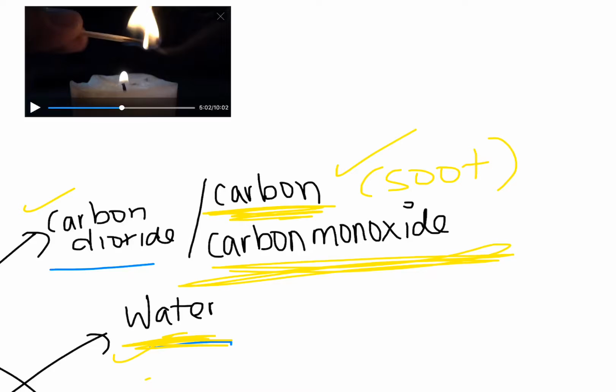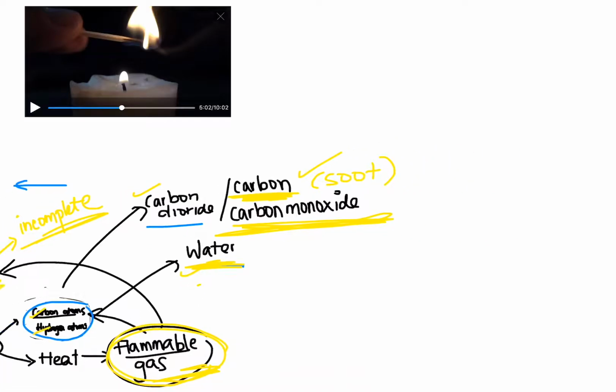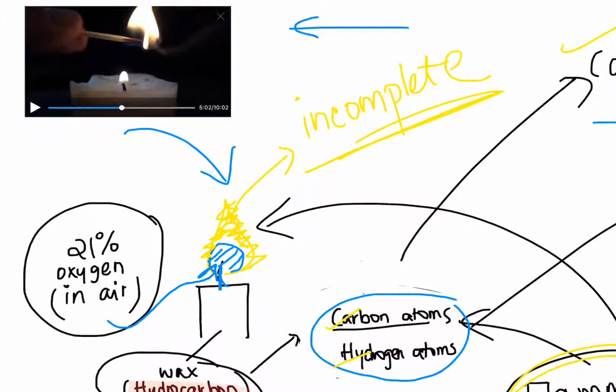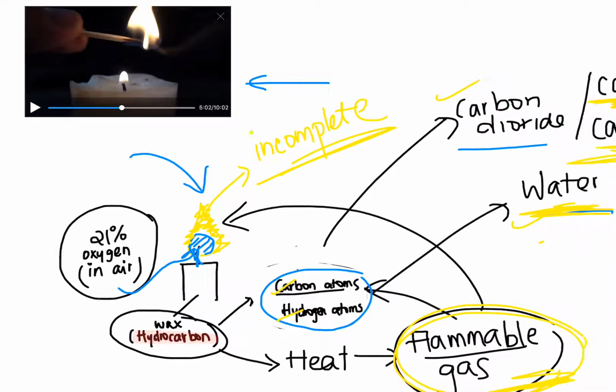We want to limit the amount of carbon monoxide produced by any reaction, because carbon monoxide is highly toxic. Okay, so that's it, explaining the combustion in a candle. Make sure you have this in your copybook.